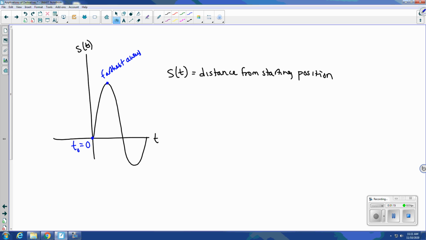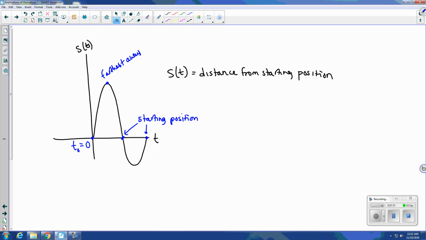As we move back down the function curve, the outputs start to decrease, which means our distance from our starting position is getting smaller and smaller until we've reached this x-intercept. This x-intercept has an output of 0, which means our distance from the starting position is 0, and therefore I am back at the starting position. And that occurs at this end piece as well. So these two x-intercepts mean we're back at the starting position.